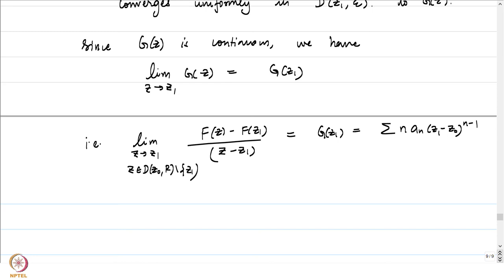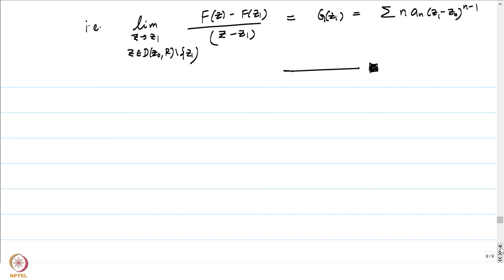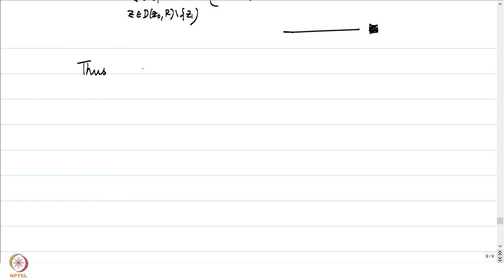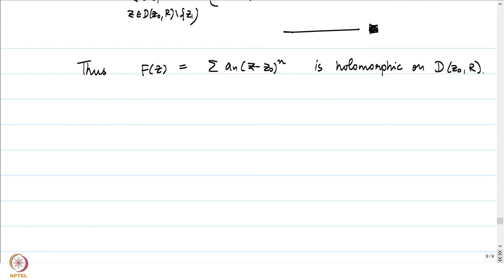Since our choice of the point z1 was arbitrary, we can say that it is complex differentiable at every point in D(z0, r), and hence f of z given by summation a_n (z minus z0) to the power n is holomorphic on D(z0, r). So, for sure we know that in this disc of radius r it converges.